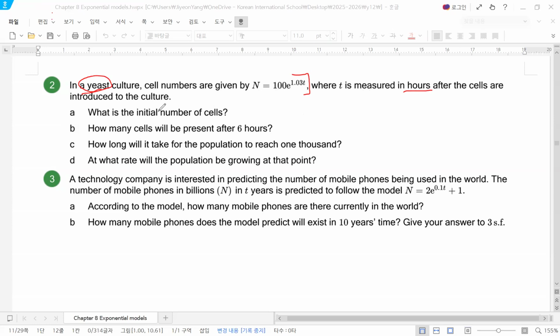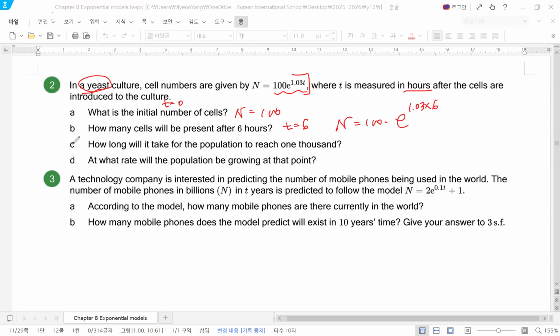Guys, how do you find the initial number? When t equals 0. What is the initial number? Yeah, A. What is A from here? 100. Thank you. 100. Do you understand? And B, how many cells will be present after 6 hours? Simply substitute t equals 6. And by using your calculator, you can find the value 100 times e to the power of 1.03 times 6.